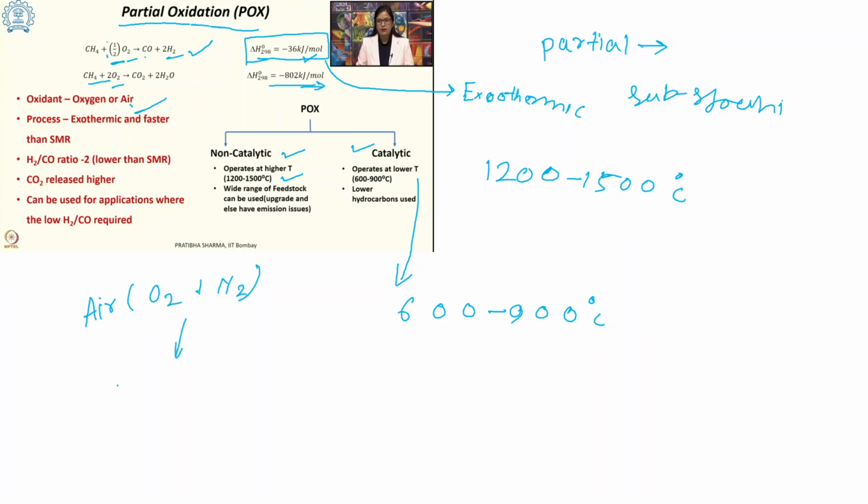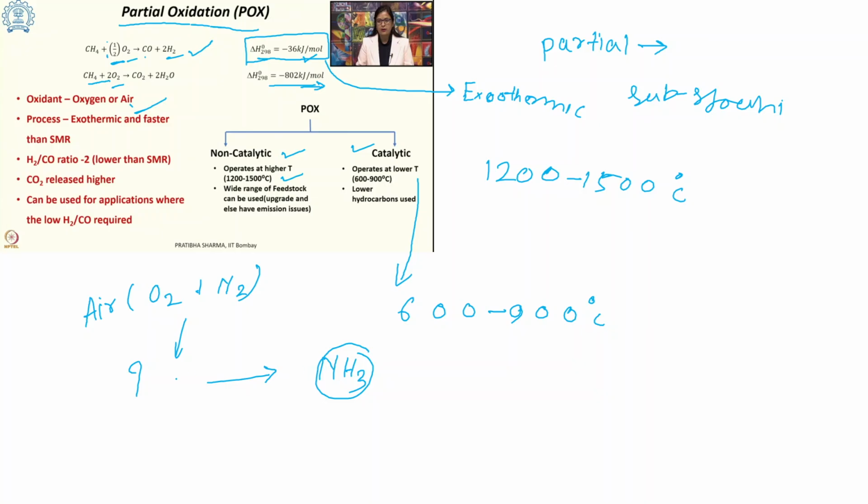Sometimes we will use air as an oxidant in the partial oxidation process. Why? It will depend on the production, on the end applications. What is the end application of the hydrogen gas? If the end application is the NH3 ammonia process, ammonia synthesis, then nitrogen is required.